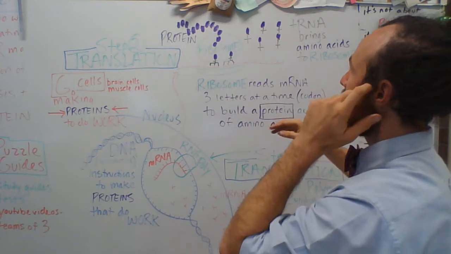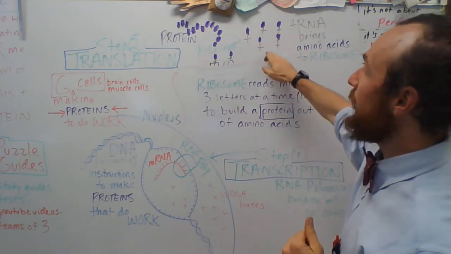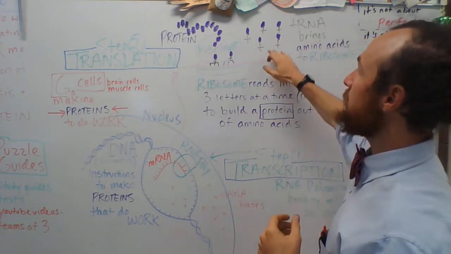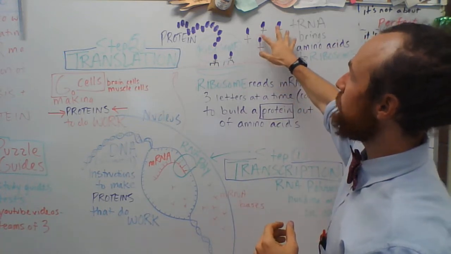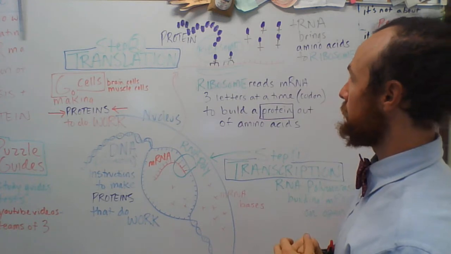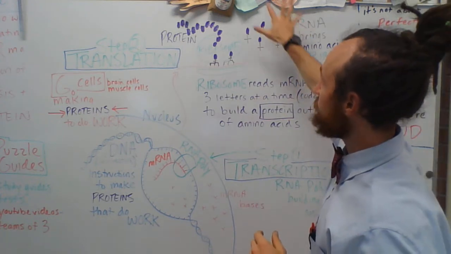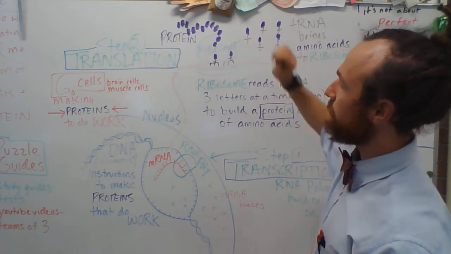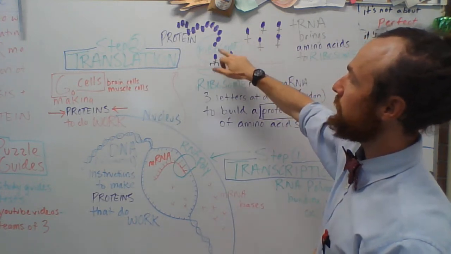And these amino acids in purple here are held by tRNA, which stands for transfer RNA, because it is going to transfer the amino acids to the ribosome. That's their job. And so they are going to float around. The ribosome will bring them in and will take them. They will land on the 3-letter codon, and they will release their amino acid.